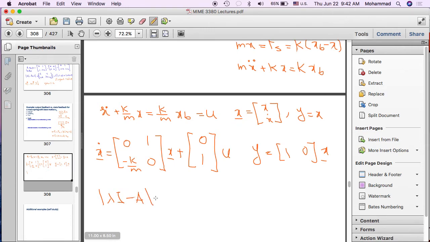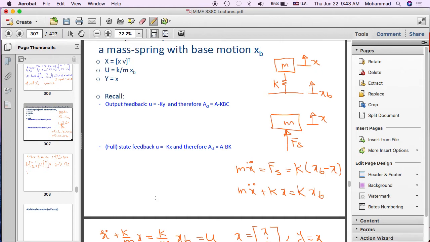Where do you think the eigenvalues are located without us finding them? How will this system behave if you give it a movement to the base, a constant movement? Just push it up by a constant level, which is a step input. What will happen to this mass? Will it oscillate? It will.